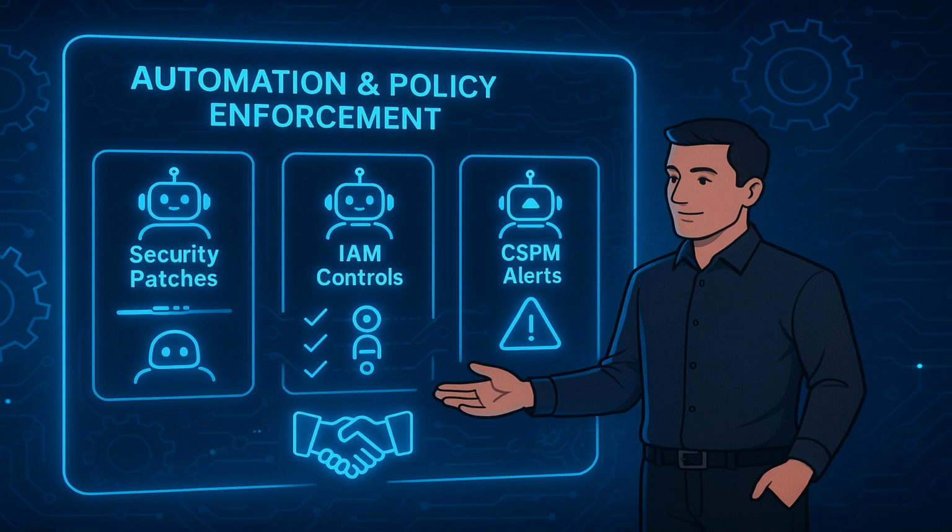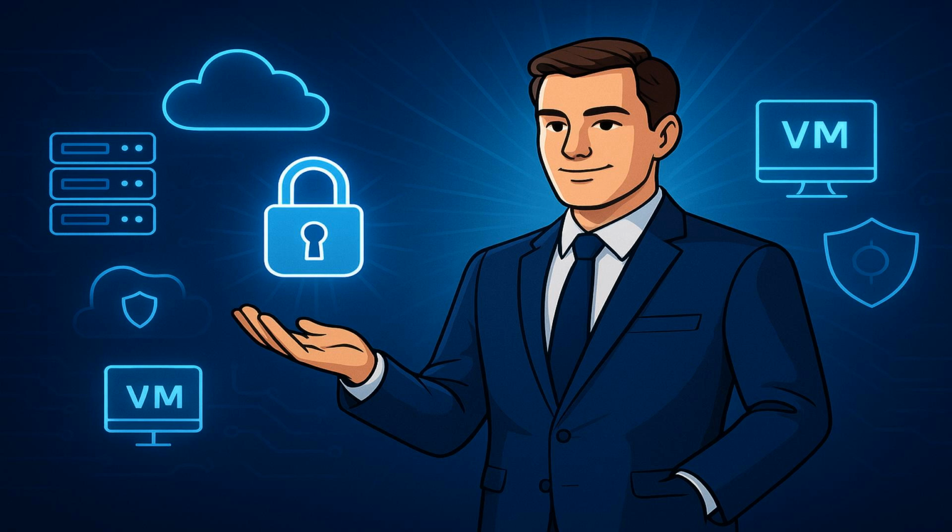Security in these environments also relies on automation and policy enforcement. Tools like Cloud Security Posture Management, CSPM, and Identity Access Management, IAM, help enforce consistent security rules even across complex and dynamic cloud setups. As the world continues moving to the cloud and virtualization, the importance of securing these environments only grows. Whether you're storing sensitive data, hosting web apps, or running entire infrastructures, knowing how to lock down your cloud and virtual machines is non-negotiable.